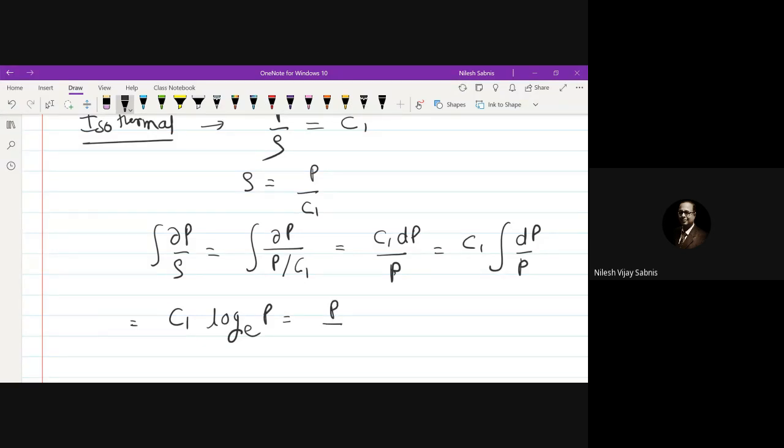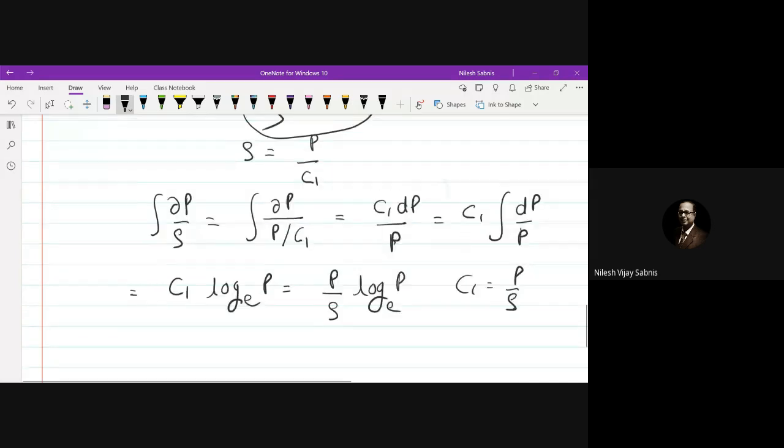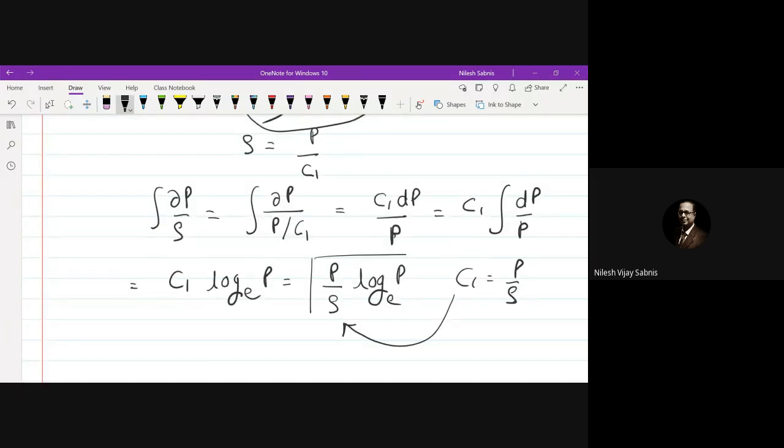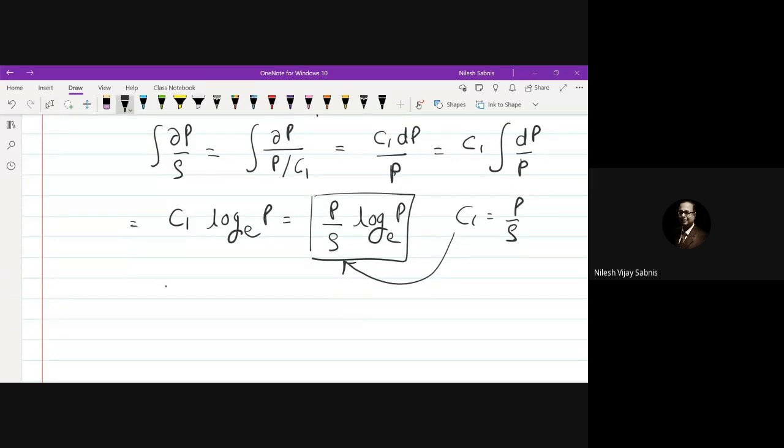P upon rho log P. So why is it so? C1 is nothing but P by rho, which is considered here. So just putting back C1 here, you will get the value P by rho log to the base e P. So what you will get, the Bernoulli's equation: P upon rho log to the base e P plus V square by 2 plus gZ is equal to constant.